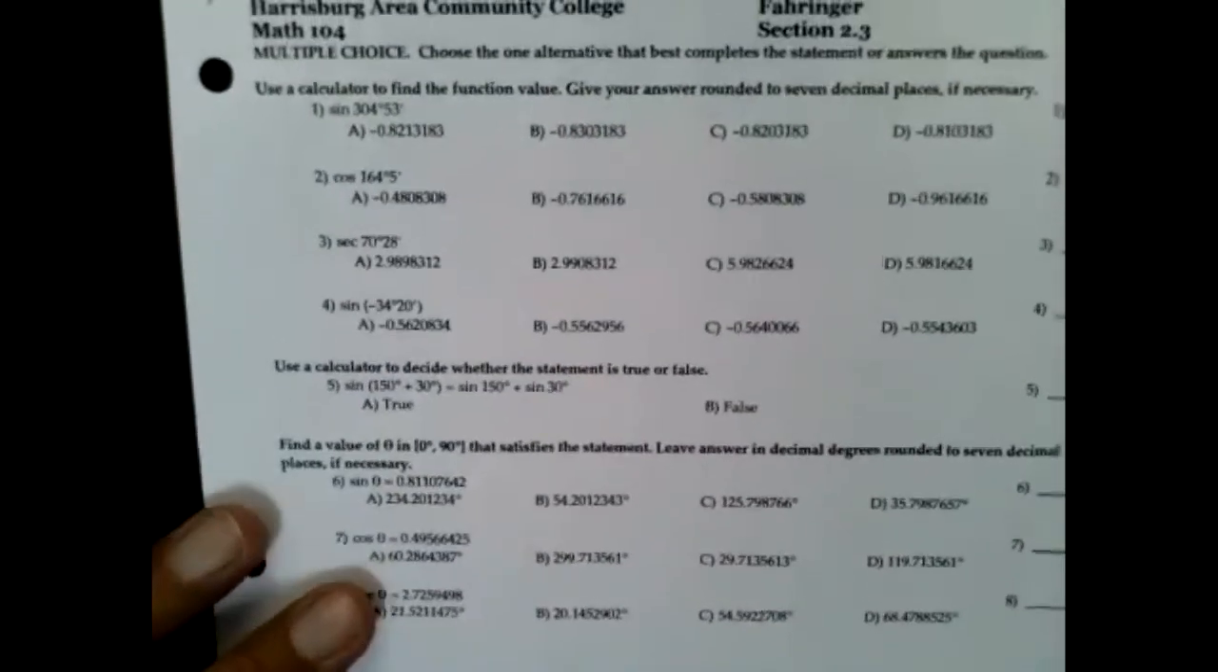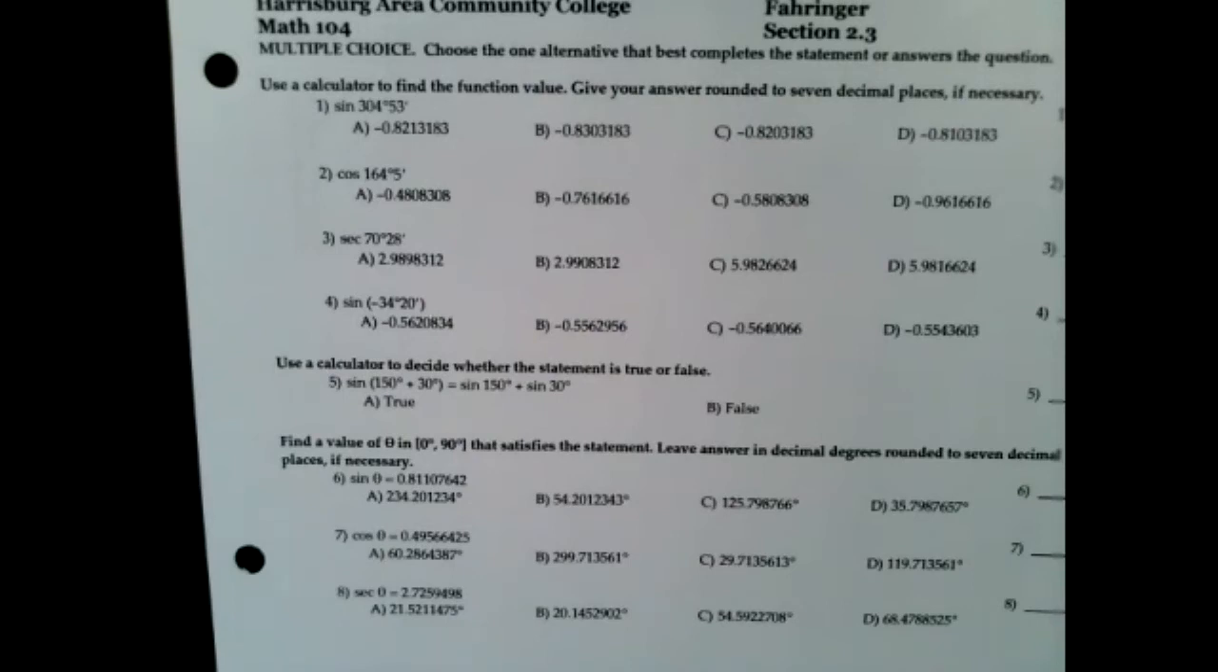All right, let's take a little bit of a look at section 2.3. It's a little bit easier, but it's a little different because for the first time, a calculator needs to come into play. And I need to try to take a look at how some of these problems work. What is the sine of 304 degrees, 53 minutes? I need to figure out how to do that on my graphing calculator.